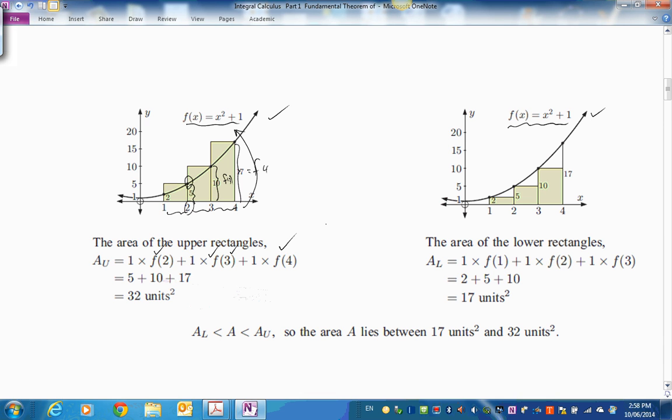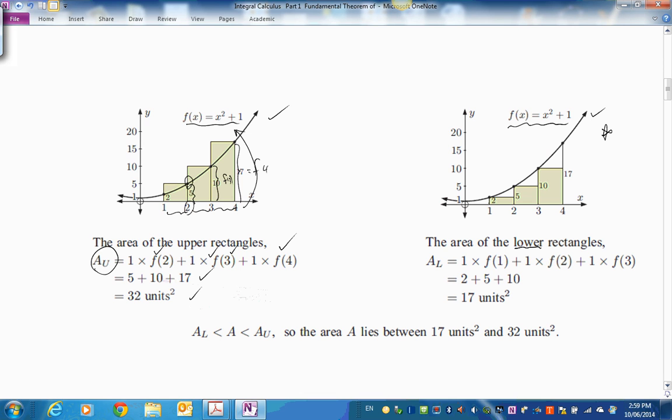So what have we done? If we do all those areas and add them up, we have an area above. We call it the upper area, the area of the upper rectangles. Let's come across here now and see if we can trap this actual area that we want between two other areas. So here, the area of the lower rectangles.